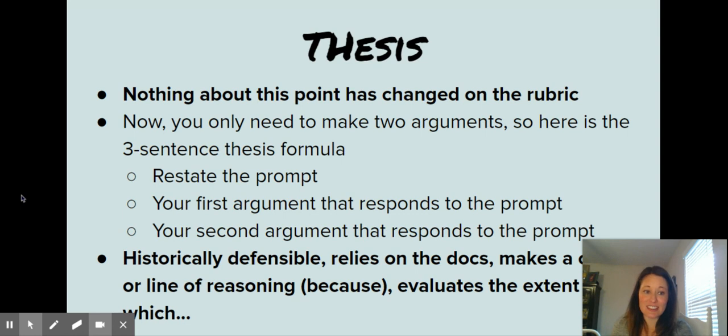So your thesis will only be 3 sentences long now. Your first sentence will restate the prompt. Your second sentence will be the first argument you have created that responds to the prompt and is based off a couple of the documents. Then your third sentence will be your second argument that responds to the prompt and is based off of the other documents, okay? So this paragraph gets 1 sentence shorter, but the skills you're doing here, they stay the same.